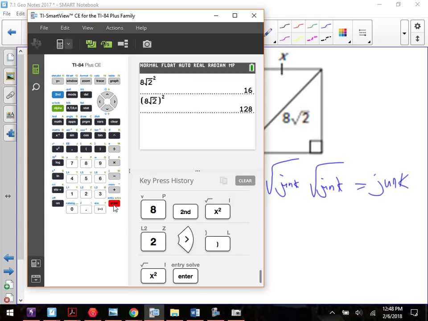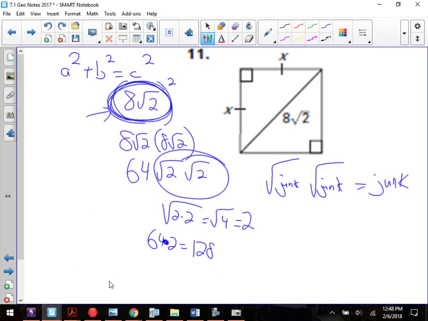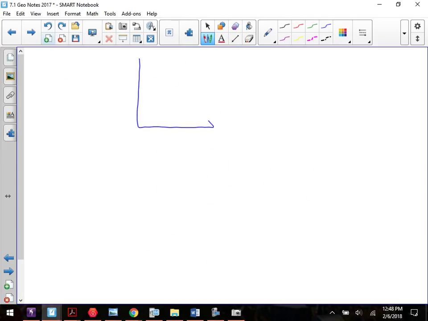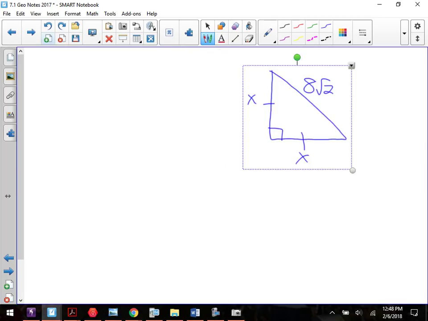Now, the rest of this problem goes by pretty quick, but I want to make sure you see this. So we have a right triangle, x, x, and it was 8 root 2, correct? Okay. So obviously that's a right triangle. It is an isosceles right triangle. If it's an isosceles right triangle, what are the base angles? Correct. What do they both have to be?